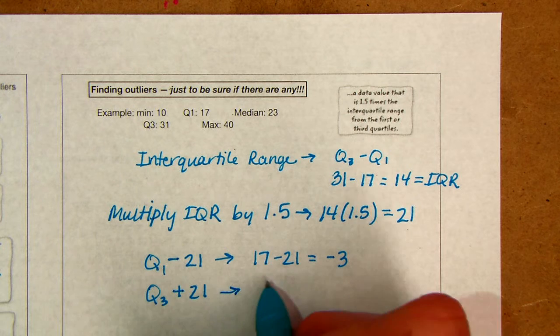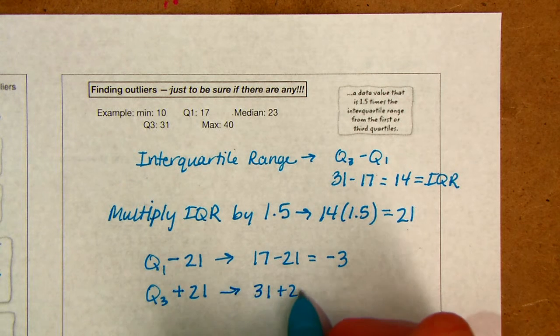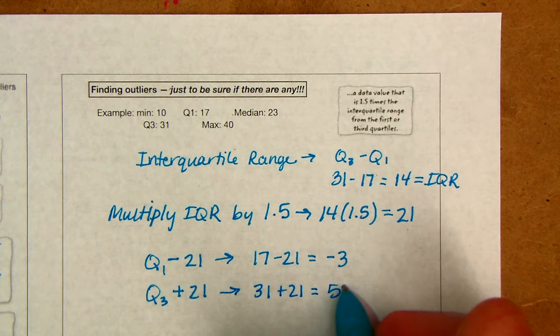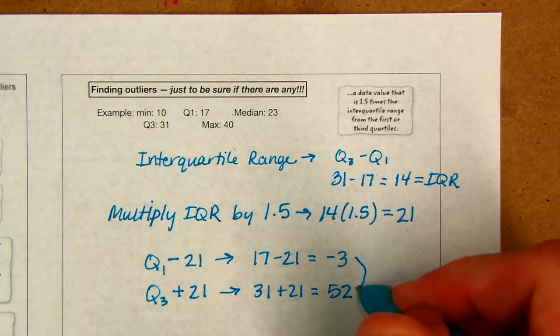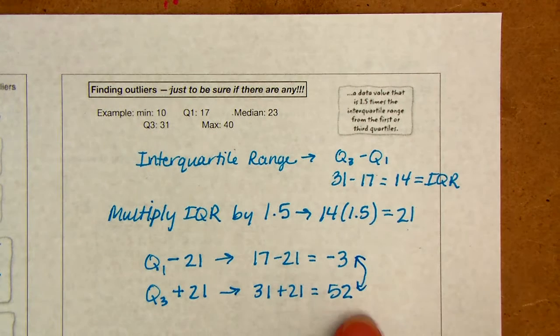So this gives you a range of numbers. If you have any numbers below that or above that, they would be considered outliers. That is how you find and determine an actual outlier. Okay, and we will come back to that again. But let's move on.